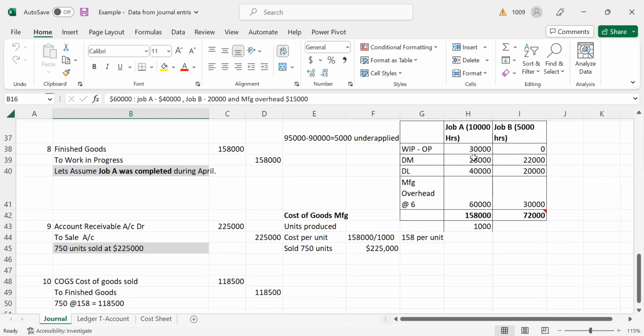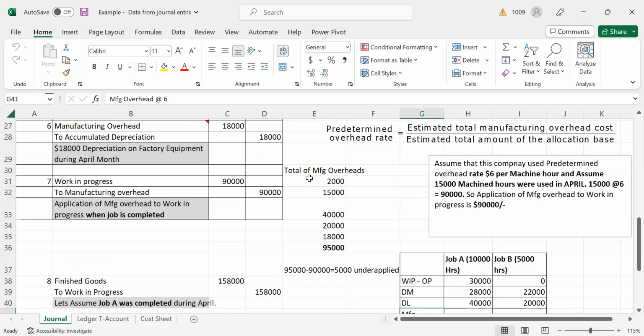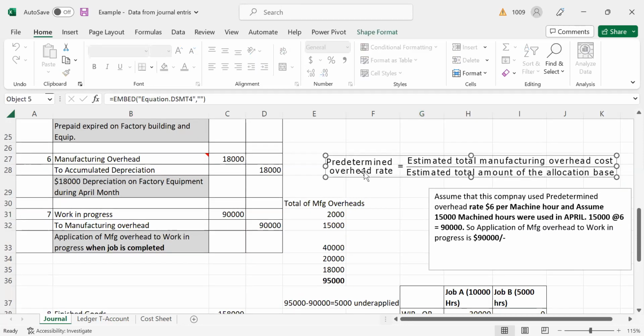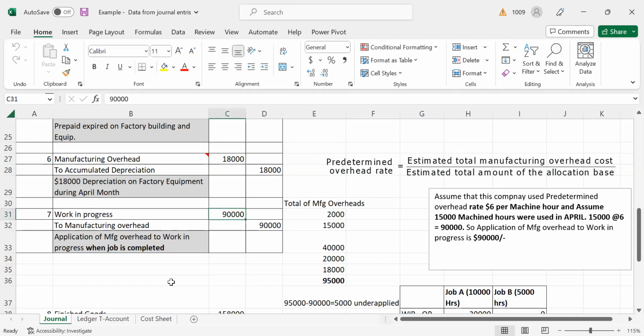So for the particular job A, we have the opening balance of work in progress, then direct material plus direct labor and manufacturing overhead. How have we calculated manufacturing overhead at the rate of 6? This 6 is the POHR, predetermined overhead rate. The estimated total manufacturing overhead is $90,000, right? So this is applied but not actual.